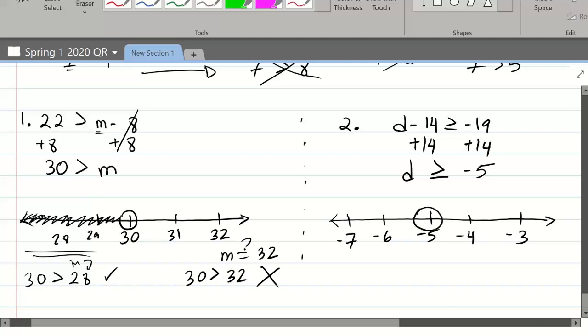So open circle or closed circle, again, this is greater than or equal to, so closed circle, right? D is greater than, so it has to be all the numbers bigger than negative 5, so all the numbers bigger than negative 5 are on the right hand side, right? So right hand side means bigger numbers, right?